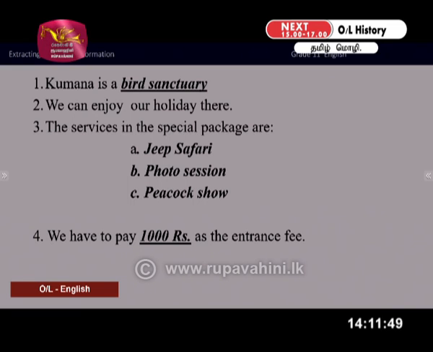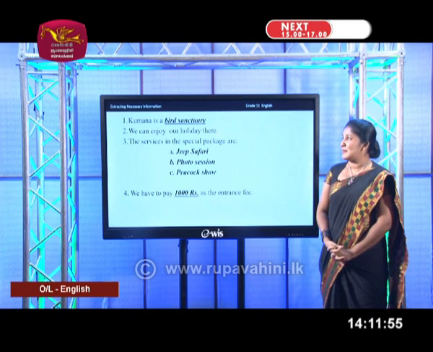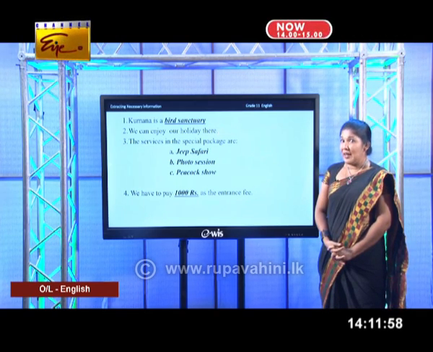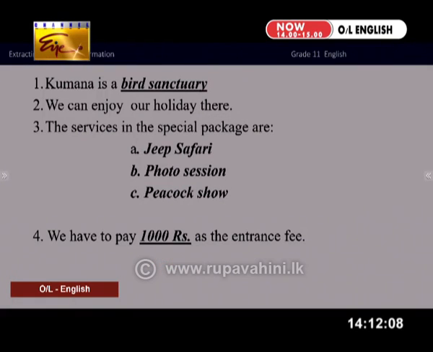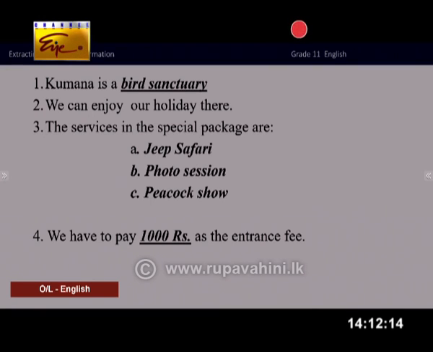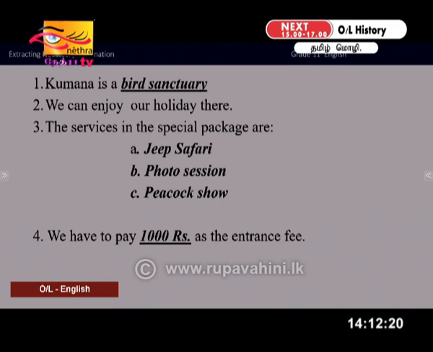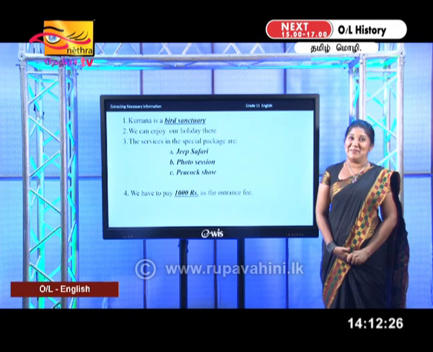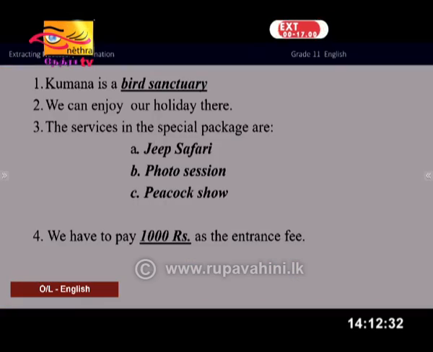And then the first answer is Kumana is a bird sanctuary. Hope you got it correct. We can enjoy a holiday there. And we spoke about the special package. It's Jeep Safari, photo session and peacock show. When you visit this place, you get all these things to enjoy. And then we have to pay 1,000 rupees. Better you can start collecting your money now to visit the park. Alright students, if you have got all correct, just draw a big smiley face.